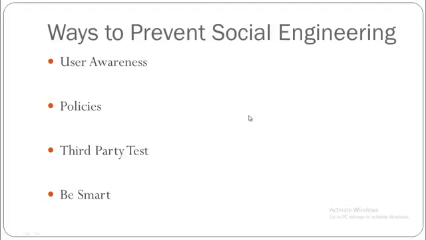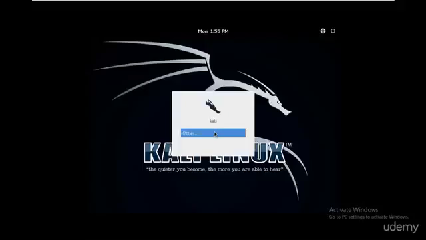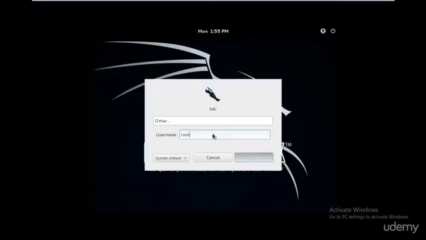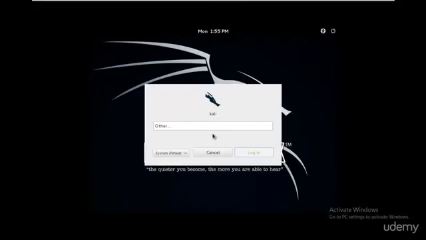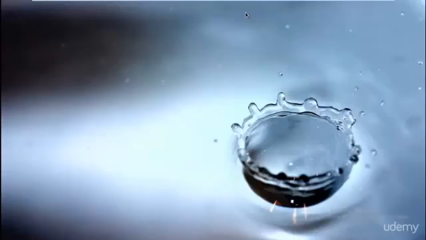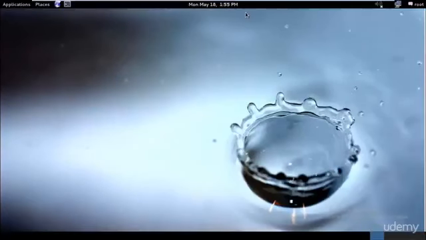Now, enough of these theories, let's take a look at some practical things. Let's open our Kali Linux system. We have it over here. Let's do some actual attacks. Perfect. So let's do some practical problems that will help us gather much more information.